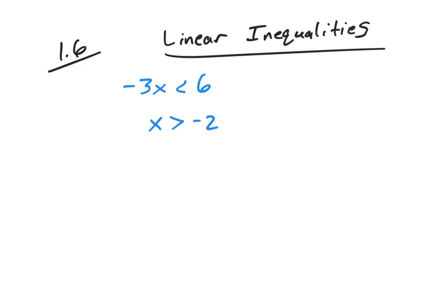Here I could pick any number that's bigger than -2. I like to use 0. 0 is a piece of cake to plug in. If I plug in 0 for x, -3 times 0 is 0, and 0 is less than 6. But if I had not flipped my sign, then I would be saying anything less than -2 would work, and that's not the case. That would be numbers like -3, -4, and so on. If I plugged -3 in here, -3 times -3 is 9, and 9 is not less than 6. So that's why we flip the sign, but we have to make sure we remember to flip it.